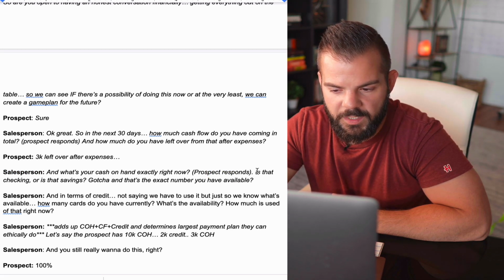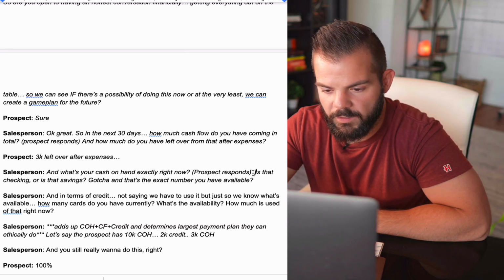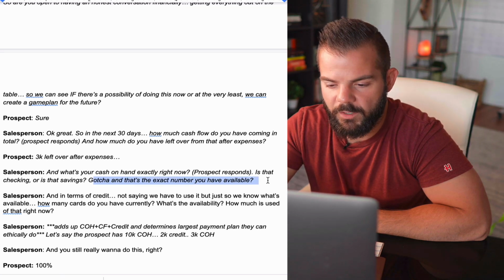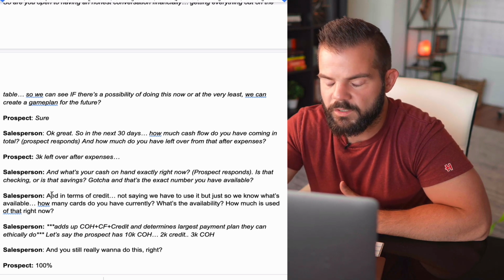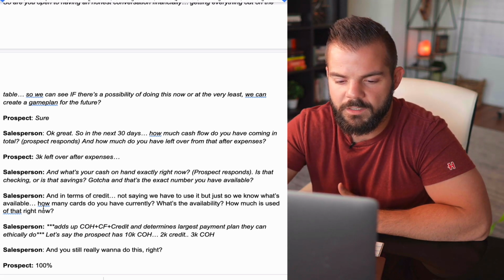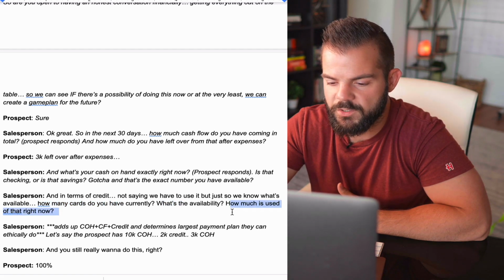And the prospect responds, okay, is that checking or is that savings? Okay, cool. And what's in the checking? Gotcha. And that's the exact number you have available? Perfect. And in terms of credit, not saying we have to use it, but just so we know what's available in kind of the state of the union here, how many cards do you have currently? What's the availability? How much of that is used right now?